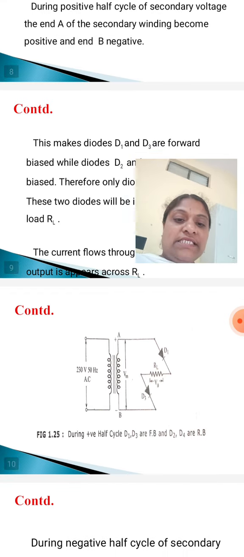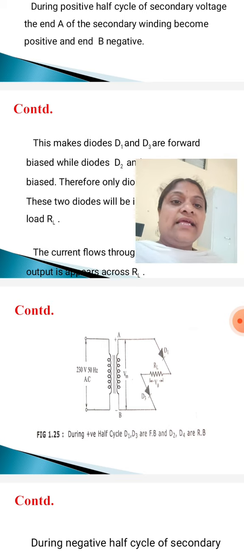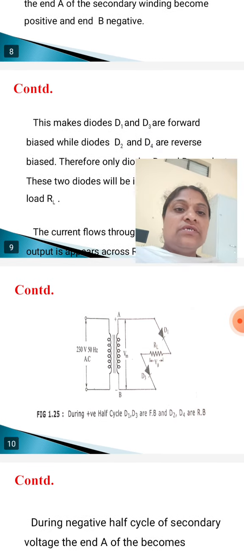Next, B is negative, so negative is connected to the cathode of diode D3. So negative is connected to negative. That's why it is also forward bias. So here D1 and D3 both are in forward bias, so D1 and D3 act as a closed switch. They conduct current.